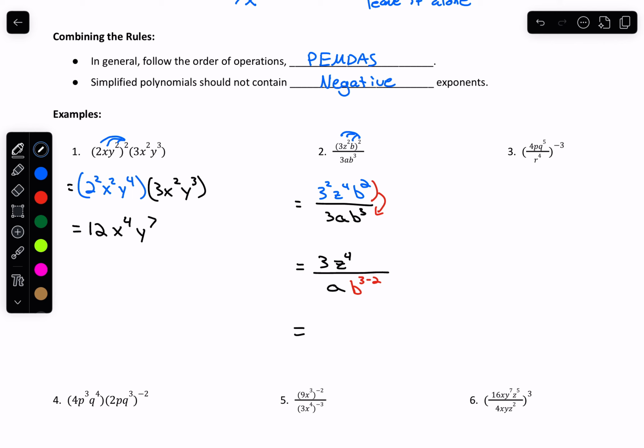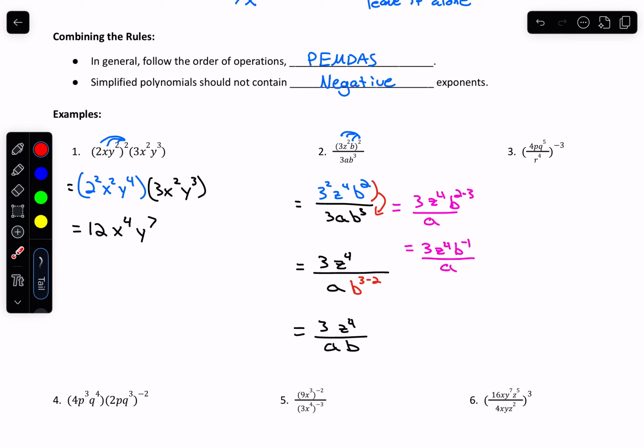So now if I simplify that b term, I'm going to end up with 3z to the 4th over ab, where I just have 1b in there because 3 minus 2 on the exponent gave me b to the power 1. Now there's an alternative way to do this. If instead I simplified this first part to be 3z to the 4th over a, and instead of moving the b squared to the bottom, I move the b cubed up, I'll get b to the 2 minus 3 on top, which would simplify to 3z to the 4th b to the negative 1 over a.